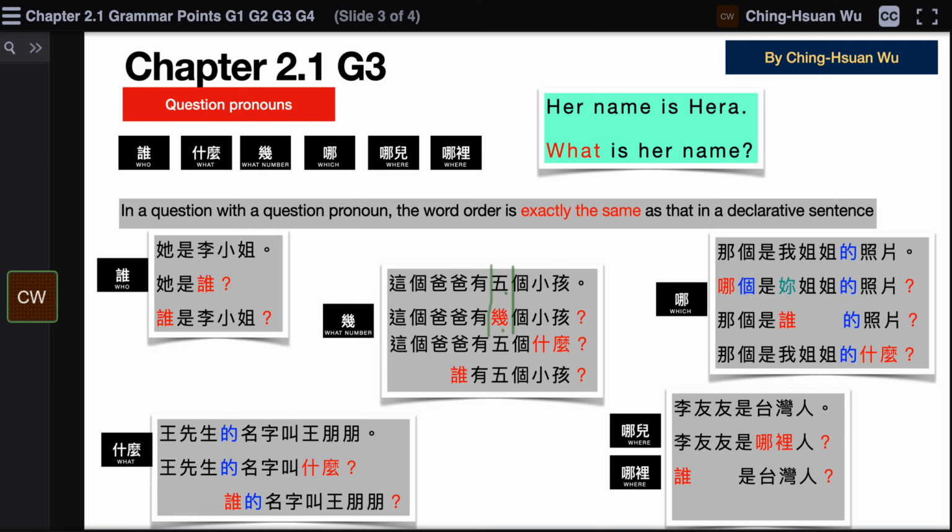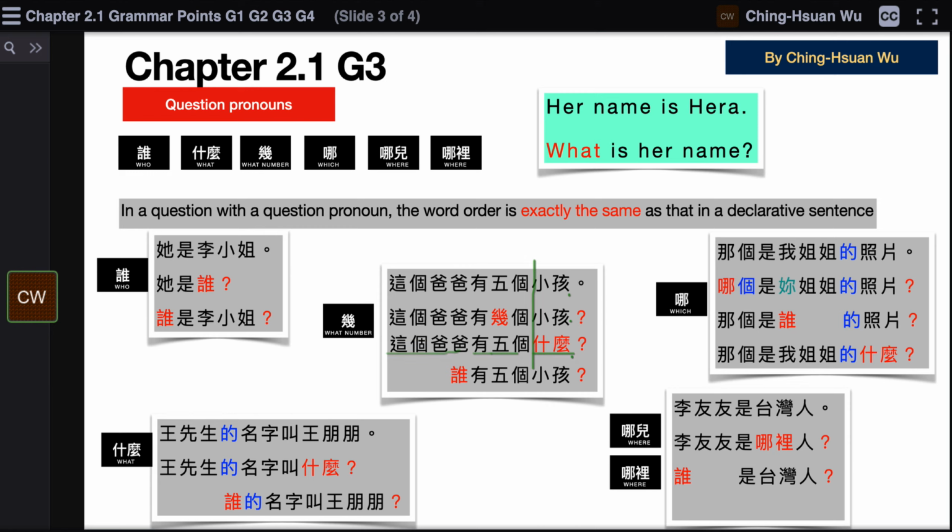Or you can also ask 这个爸爸有5个, this father has 5 of what? You mean 5 items. What are those items? I didn't hear you clearly. Then you can ask 这个爸爸有5个什么? Then you are asking this part of information. 小孩.